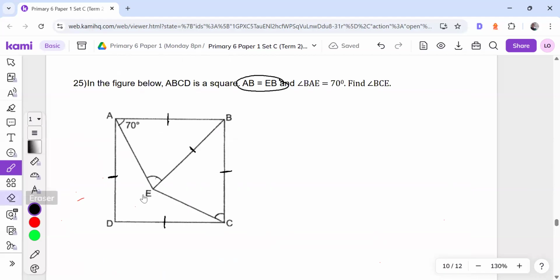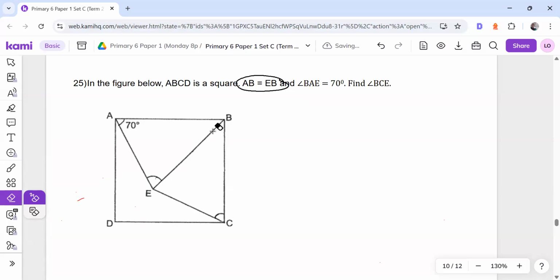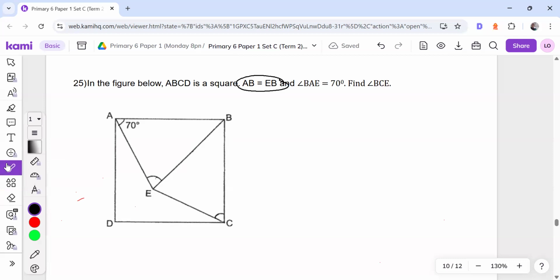Right, and also, by the way, I'm going to tell you something. Don't assume that these two triangles are isosceles when you have not proven. You haven't proven whether they are isosceles. So how do you prove that these two triangles are isosceles? You mark out the sides that are equal, and AB equal to EB. Now you have proven that these two triangles are isosceles and not assumed. Mr. Never assume.